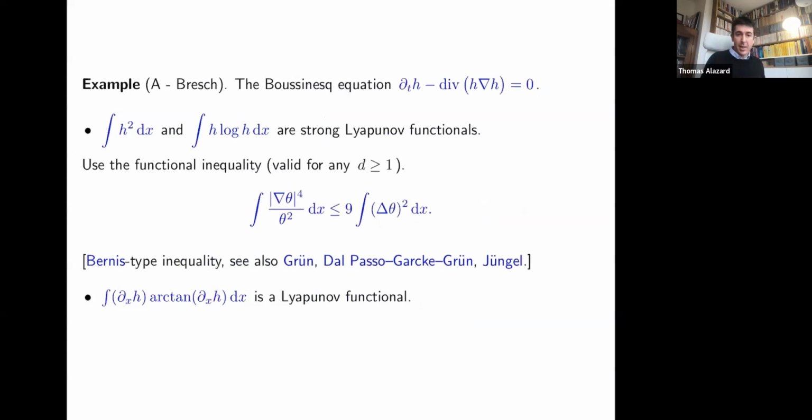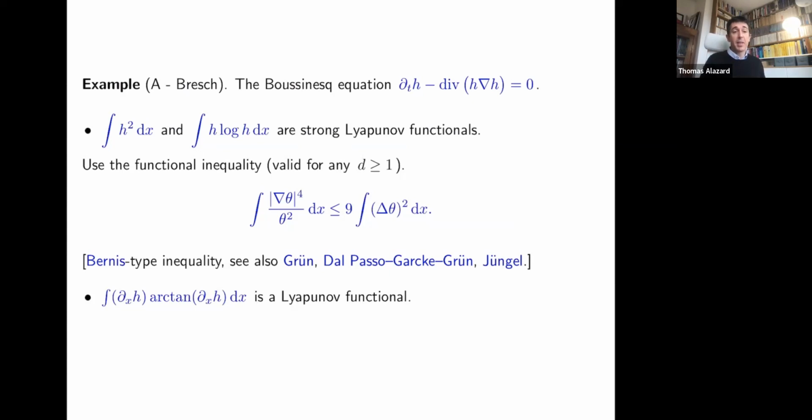Another example related to the study of free boundary problems that we study with Didier Bresch, namely we consider the so-called Boussinesq equation, dt h minus divergence of h gradient h is equal to 0. We prove that for this equation, the square of the L2 norm and the Boltzmann entropy are also strong Lyapunov functionals.